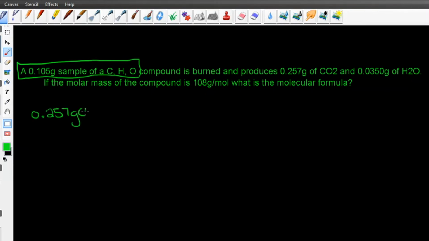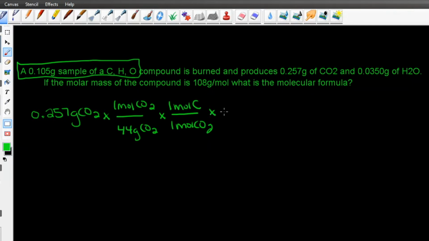0.257 grams of CO2. And let's figure out how much carbon is really in this compound. So 1 mole of CO2 has a molar mass of 44 grams. For every 1 mole of CO2, I get 1 mole of carbon. And for every 1 mole of carbon, I've got 12 grams.